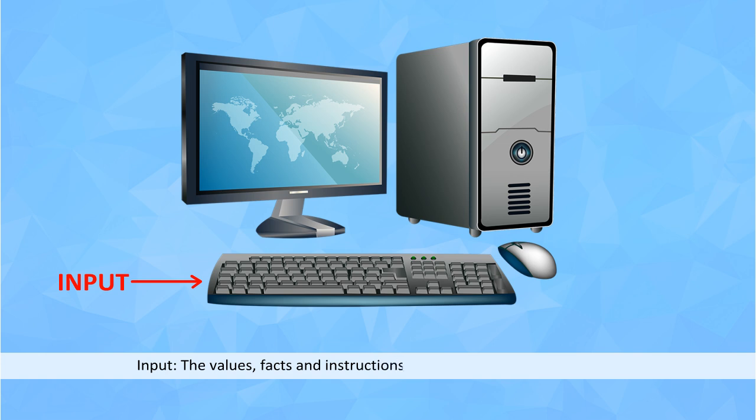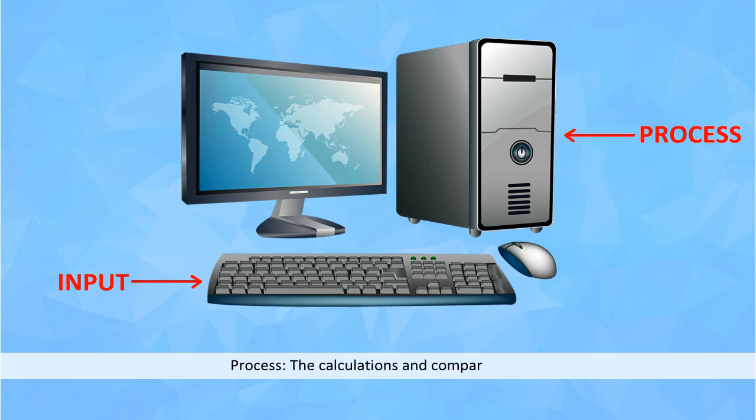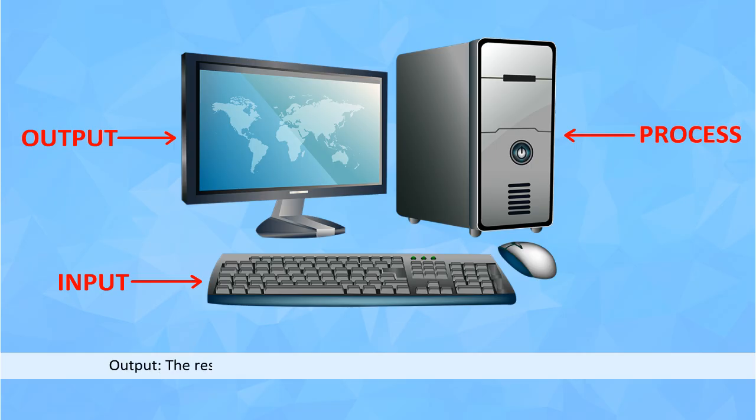Input: the values, facts, and instructions given by us are called the input. Process: the calculations and comparisons done by the CPU are called the processing. Output: the result given by the computer after processing is called the output.